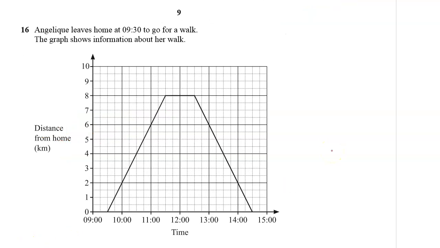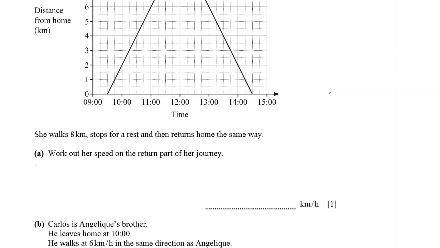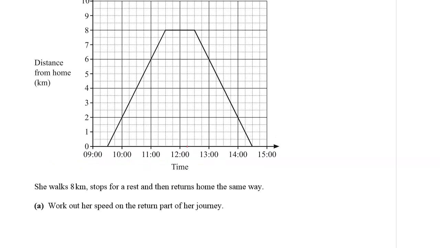Number 16. Angelique leaves home at 9:30 to go for a walk. The graph shows information about her walk. This is distance from home, and then time right here. We are told she walks 8 kilometers, stops for rest, and then returns home the same way. Work out her speed on the return part of her journey.